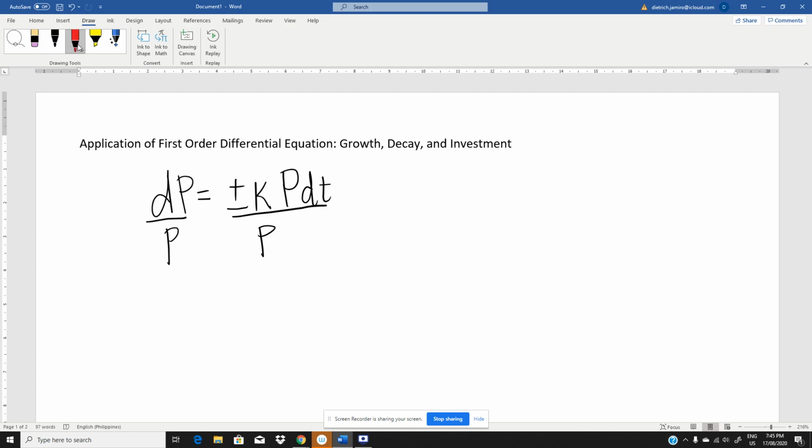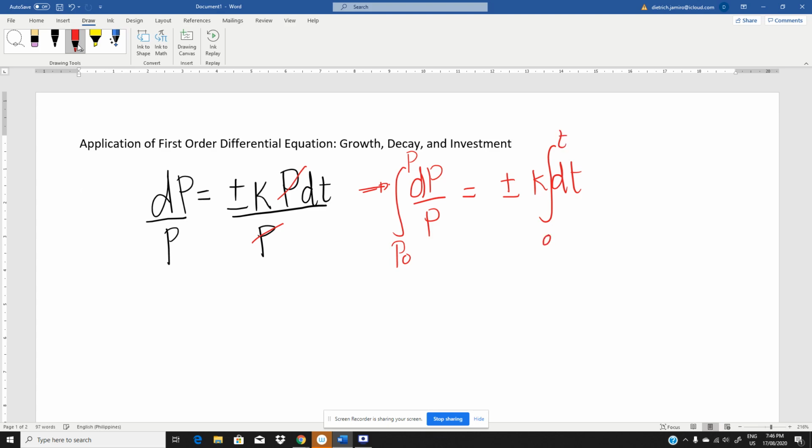So P will cancel out on this side. So we will have dP over P is equivalent to plus or minus k dt. Integrating both sides of the equation, from the left side we will have the integral of dP over P from P0 to P, and on the other side, the integral of plus or minus k dt from 0 to t.